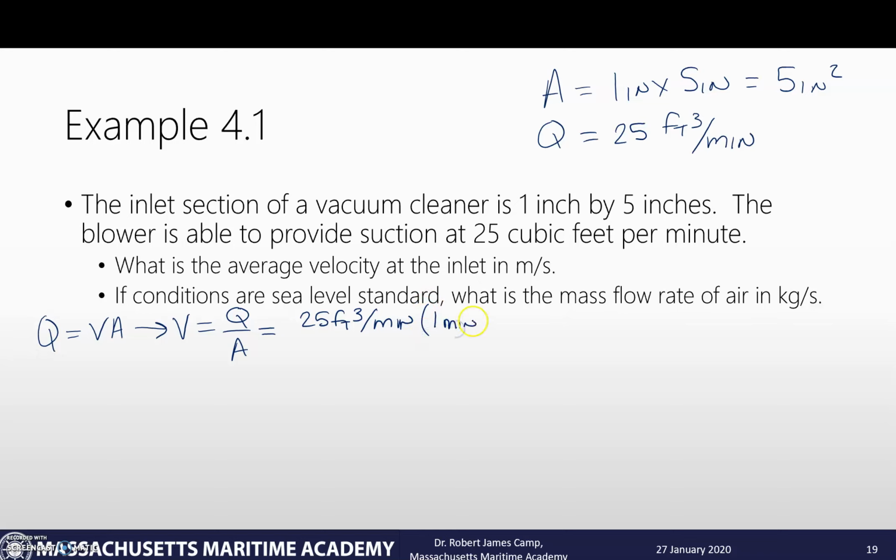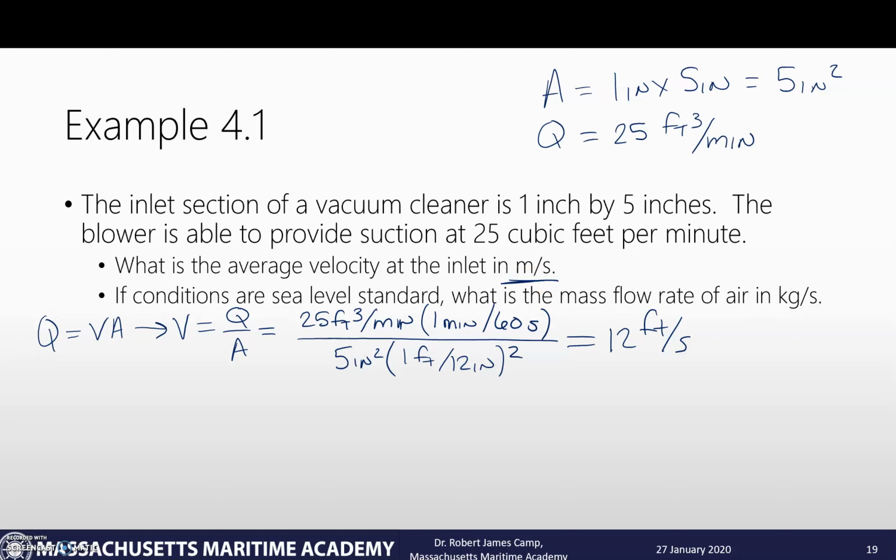So 1 minute divided by 60 seconds. That'll give us cubic feet per second. And since we want to get to velocity, we'll be able to get to feet per second. Now we have our area, which is 5 inches squared. We need to convert that to feet, so 1 foot divided by 12 inches squared. When we multiply all this together, we get an average velocity of 12 feet per second. Although, that's not the answer because the problem's asking for meters per second.